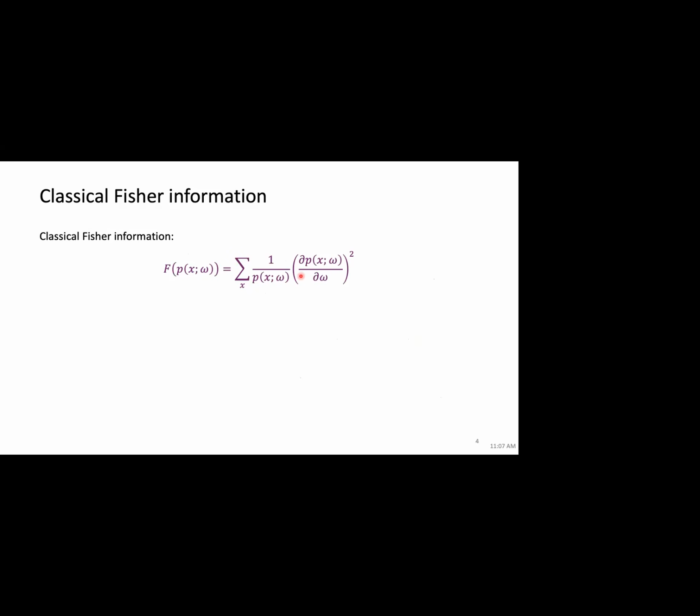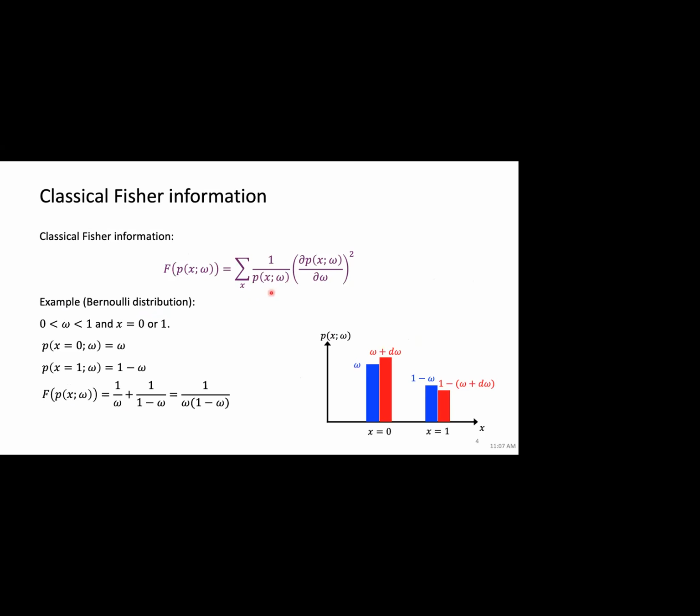To give you an example, we could consider the Bernoulli distribution. Basically, we have two outcomes: one is x equal to 0, and the other is x equal to 1. If omega is simply the probability of getting 0, then we can calculate the Fisher information, and it gives 1 over omega times 1 minus omega. So when this coin is almost unbiased, it is the most difficult to estimate omega.